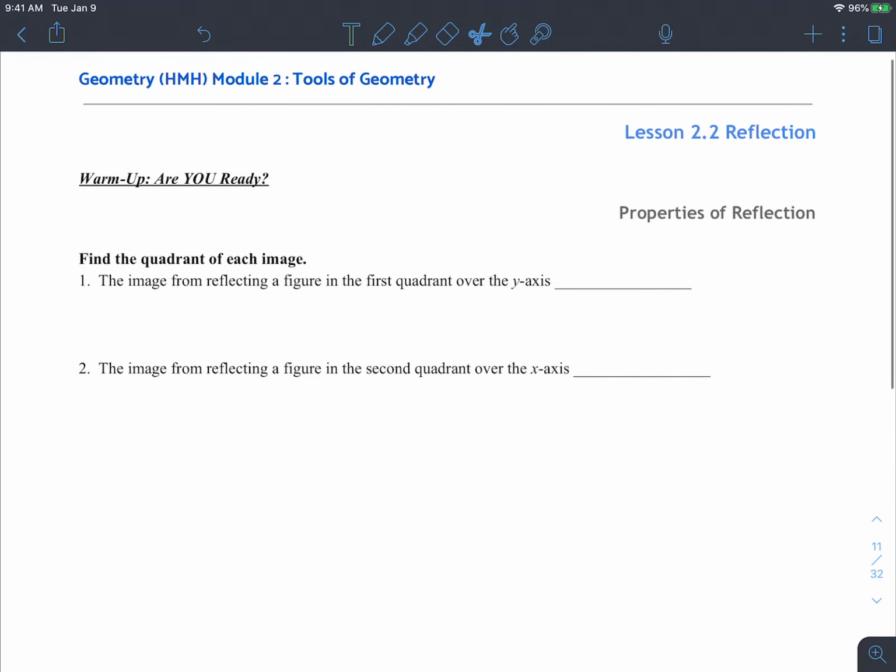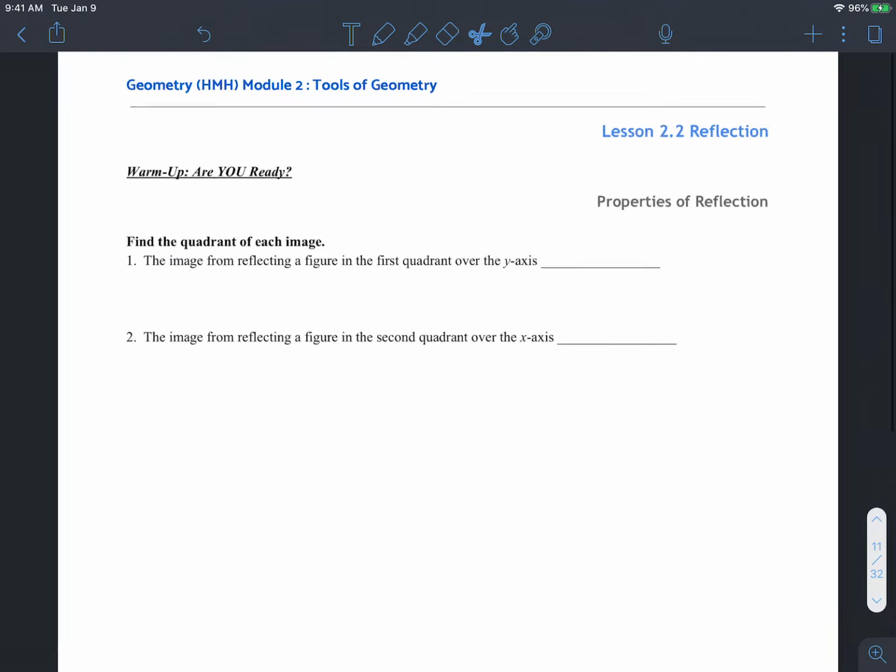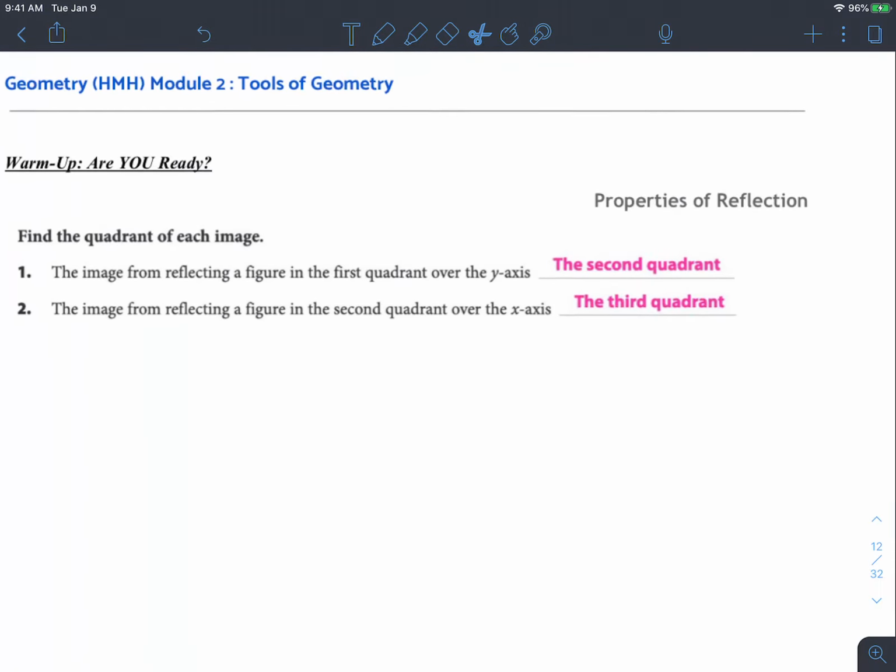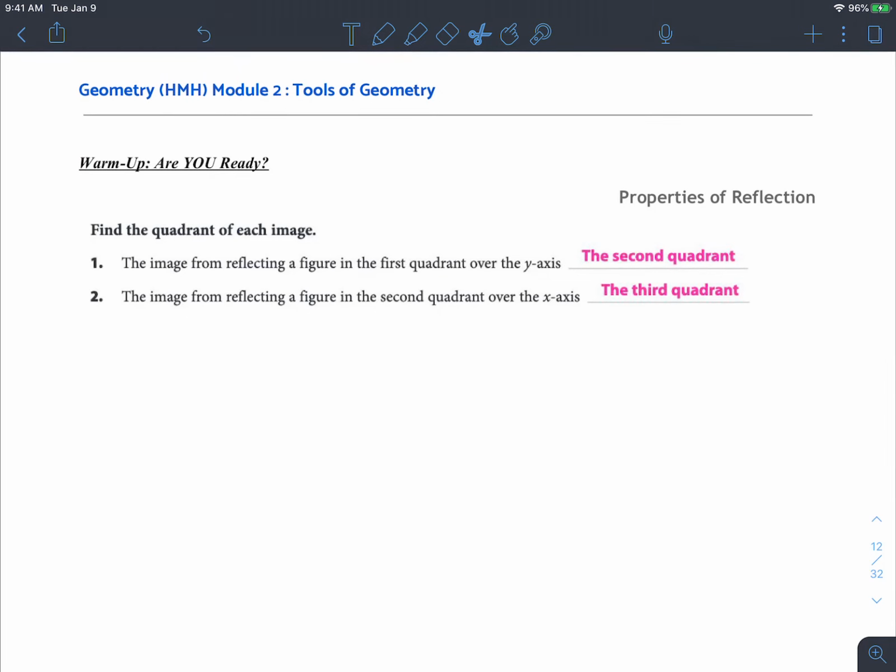Okay, there's a warm-up. Pause the video and work on it. When you're ready, please start the video again. Okay, the answer to this is second quadrant and third quadrant. It's probably a good idea, instead of doing it in your head, to try to show the work.